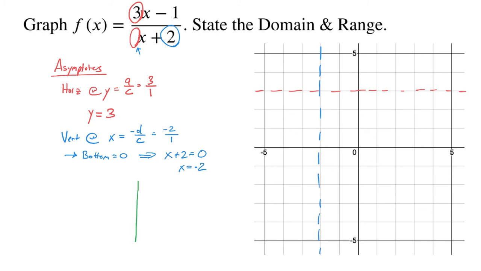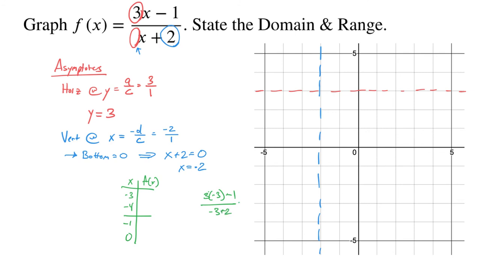Now, just like I did in the other problems, I think a couple points might be helpful. I'm going to look at the value of the function at two points over here, negative 3 and negative 4, and two points over here, negative 1 and 0. I'll plug those into my equation. I'll take that negative 3 and put it in: 3 times negative 3 minus 1 over negative 3 plus 2.